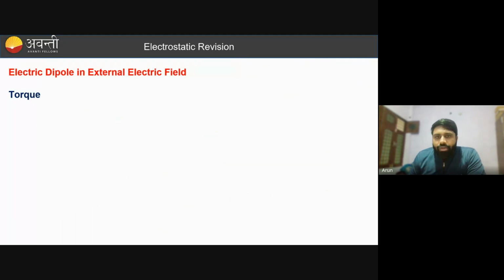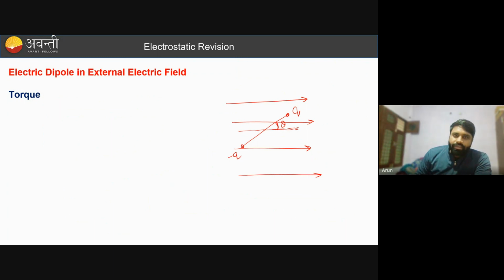Now we are going to calculate the torque. The same expression we are applying here. Let's say we have tilted this dipole, minus Q, plus Q. This angle is theta. So we can say that the perpendicular distance between them is 2L cos theta. Torque here is nothing but moment into perpendicular distance. Torque and moment are the same. Torque is also defined as force into perpendicular distance, the force vector into the distance which is perpendicular to the force.